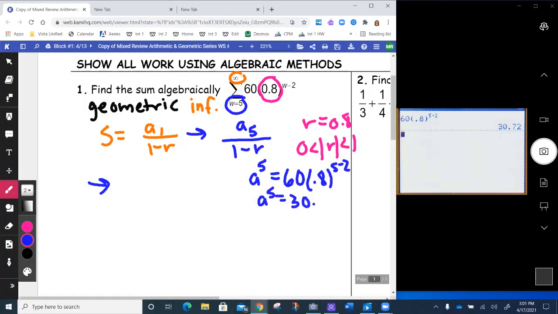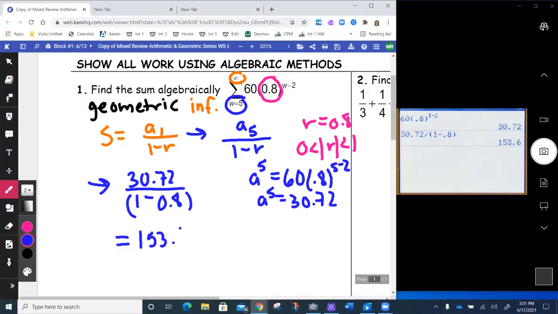It is 30.72. So I am going to do 30.72 over 1 minus my R, which is 0.8. And I'm going to put that into my calculator and get my answer. So 30.72 divided by the quantity 1 minus 0.8. And I get 153.6. So 153.6 is my sum.